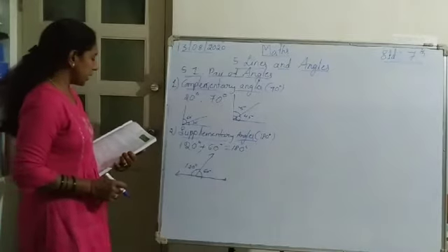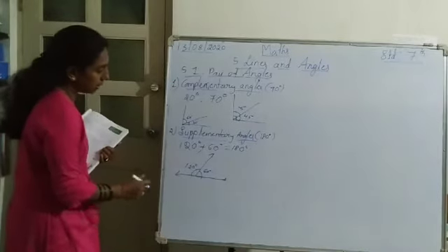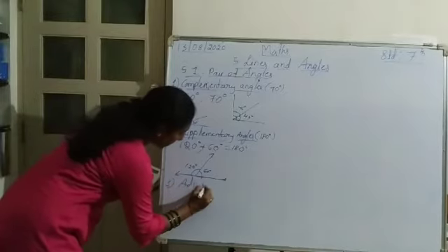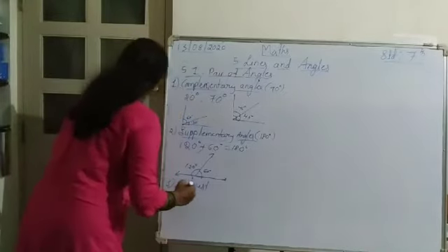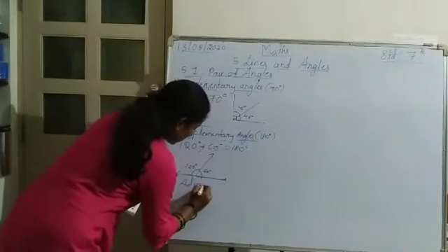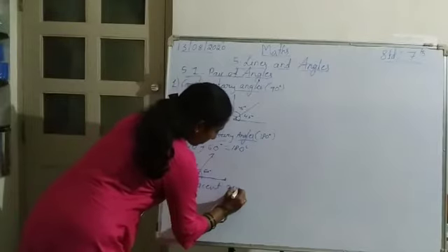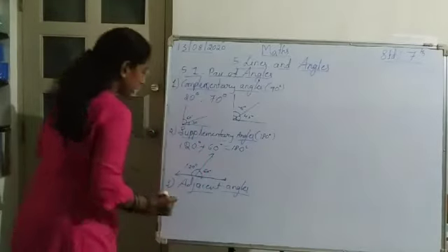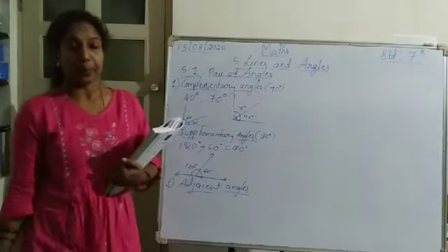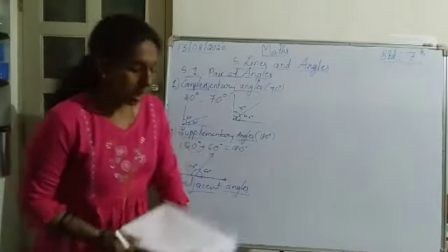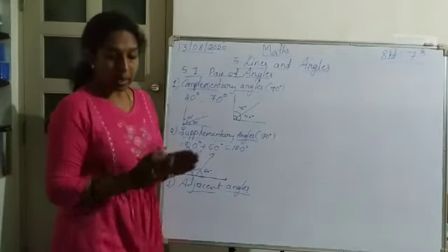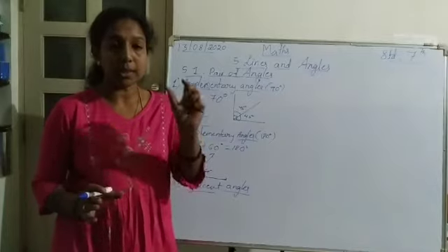And one more thing is there. The next one, the third one, is called the adjacent angle. So what does adjacent angle mean? Adjacent angle means when two angles have a common side.